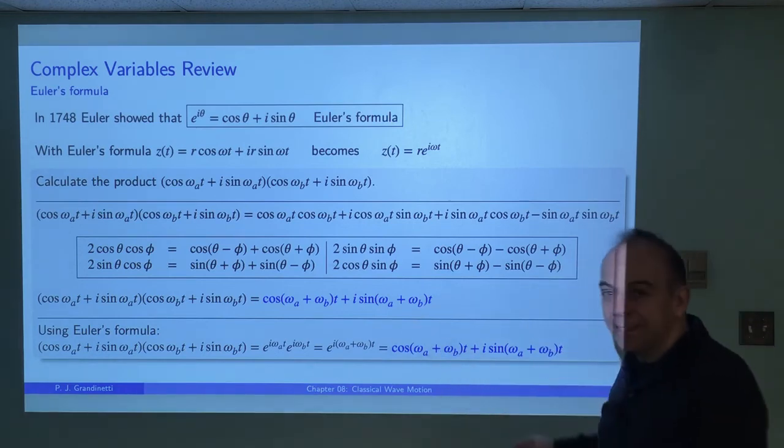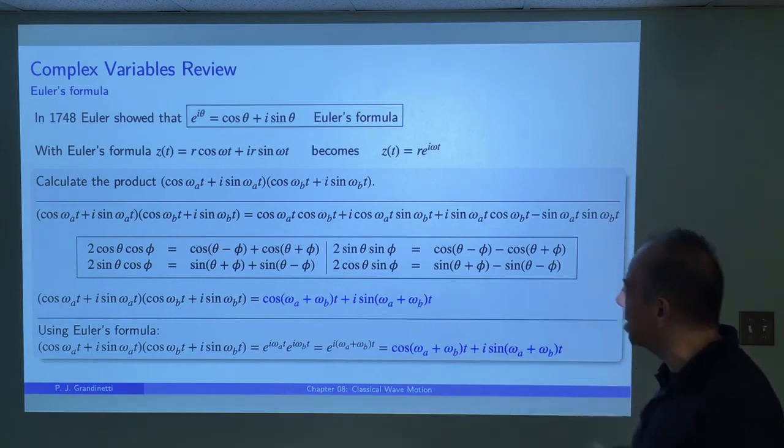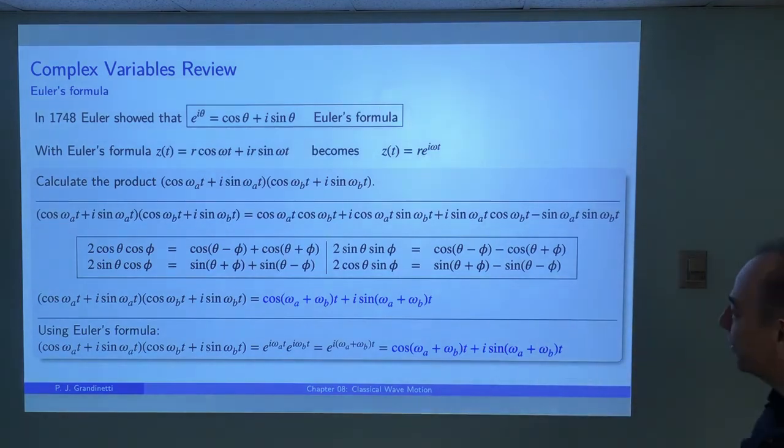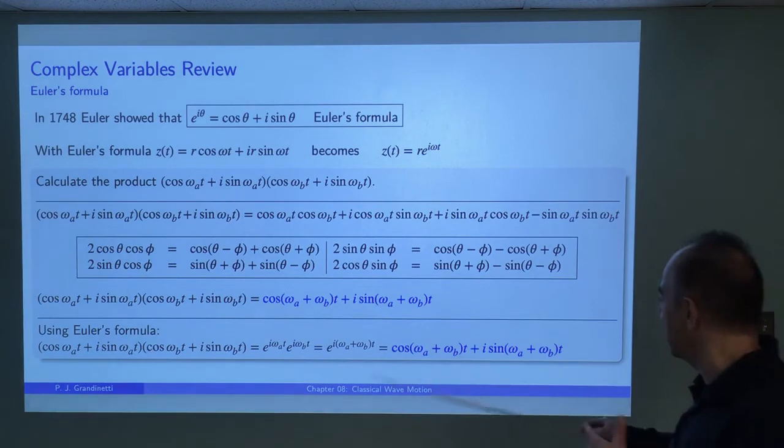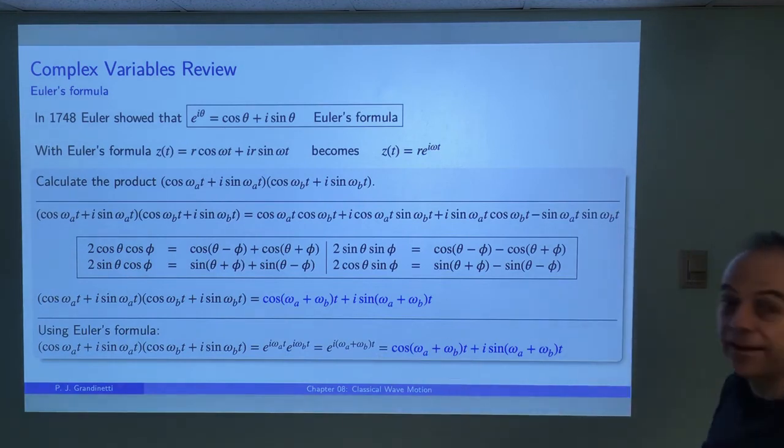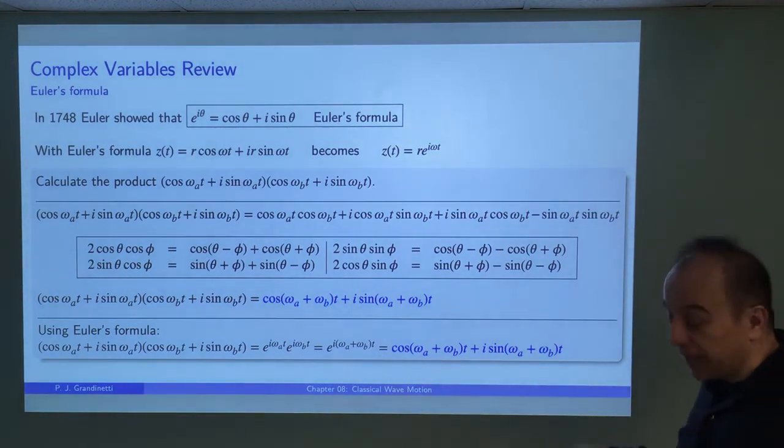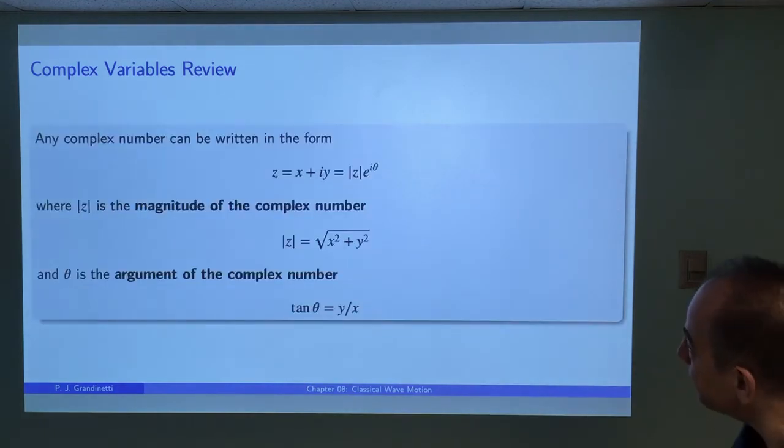So I know this might seem like a simple example, but when you're using complex numbers, it helps you avoid a lot of unnecessary trig modifications that you need to do in order to get to another simple answer. So again, this is really helpful.